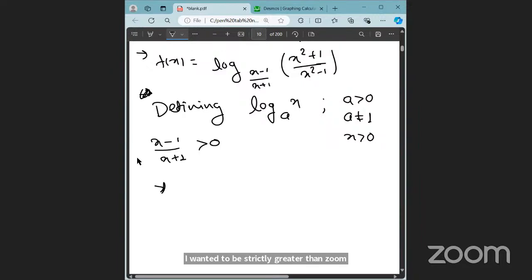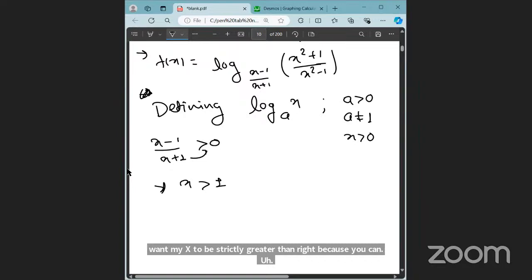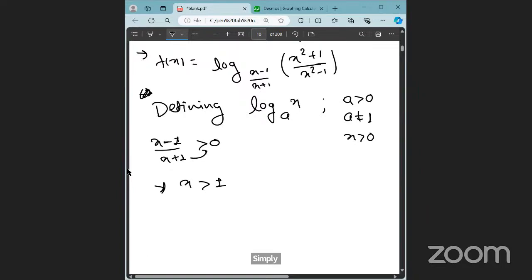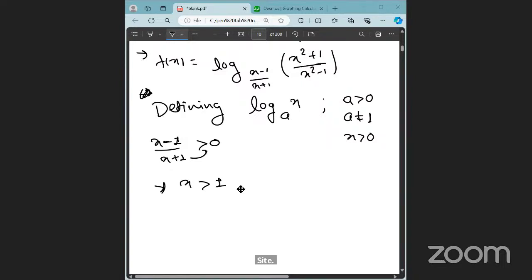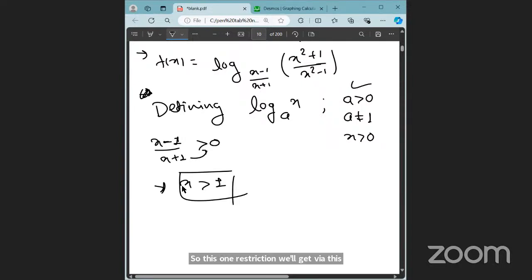So that means I want x to be strictly greater than 1, because you can see that if you take x to be anything less than 1, then the minus sign will dominate and we end up with a negative. So this one restriction we get via a strictly greater than 0. Now, what I want is a not equal to 1.